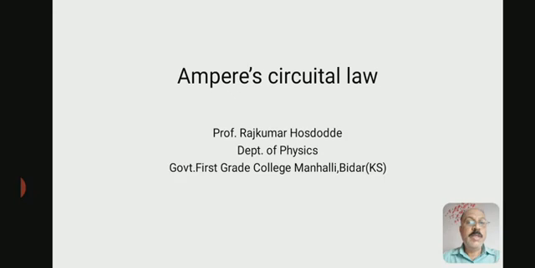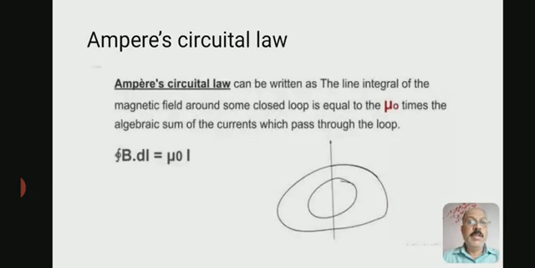So today in class we are going to discuss Ampere's circuital law. Ampere's circuital law states that the line integral of the magnetic field around a closed loop is equal to mu naught times the algebraic sum of the currents which pass through the loop. Equationally, it is given by the integral over the closed loop of B dot dl is equal to mu naught I.